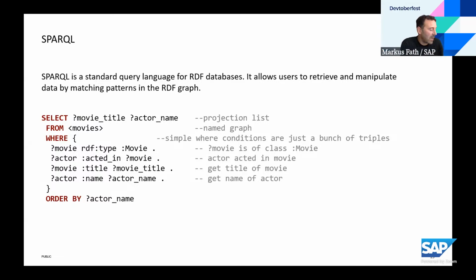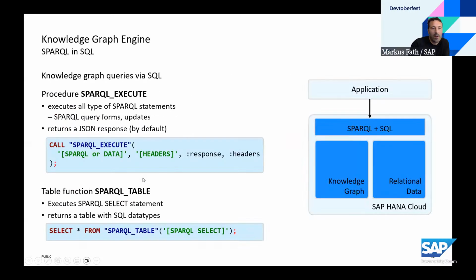One way SPARQL is supported, or will be supported, in HANA Cloud is by a procedure and a table function. The built-in procedure is SPARQL execute. It takes a SPARQL statement or data and allows you to insert the data or run a query with that SPARQL query. It also supports other so-called query forms, which we will not cover today, but for example, construct, ask, and describe are also supported via that SPARQL execute.